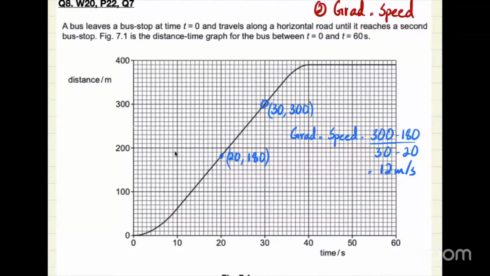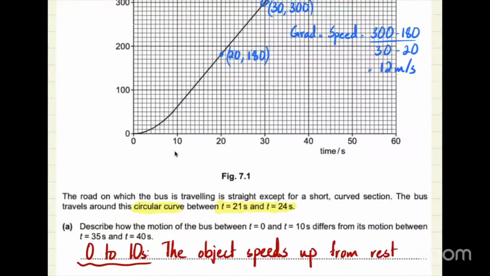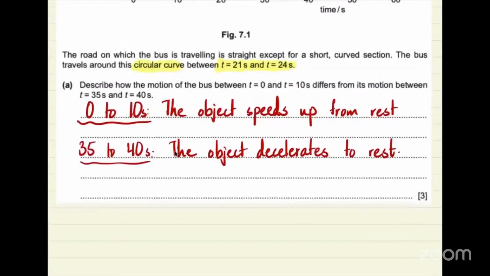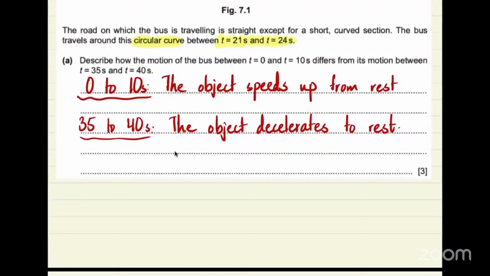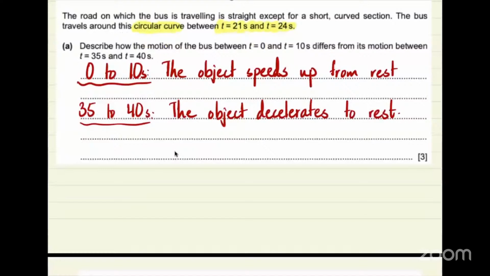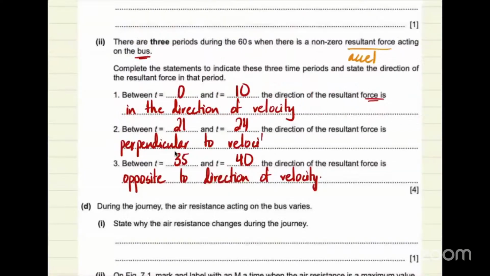Because between 21 and 24, it's traveling on a circular curve, I would again say that in this case, the direction of the resultant force is not in the direction of the velocity. It's not opposite to the direction of velocity. But as we just saw, it's towards the center. I would say it's perpendicular to the direction of the velocity. So 21 and 24, it's perpendicular to velocity, right? Or you could also say it's towards the center of this circle.